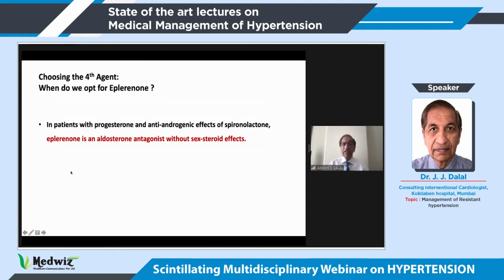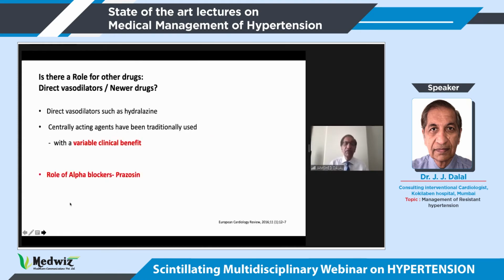Don't forget, in males particularly who have gynecomastia or women who develop menstrual problems with the aldosterone antagonist spironolactone, you can safely use eplerenone, which will have much less side effects compared to spironolactone.